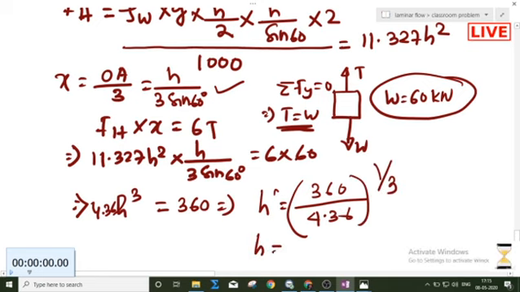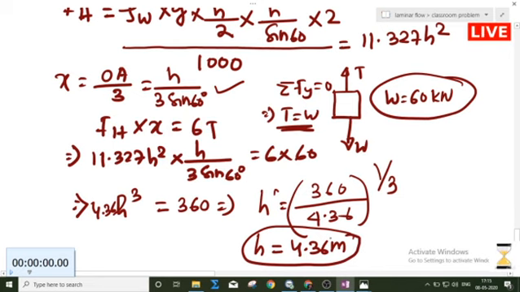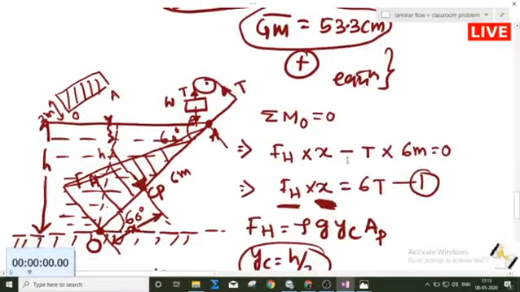So what is this h? Calculate how much you are getting. This is coming out to be 4.36 meter. So this is the head of the water at the upstream end of the gate. This will be equal to 4.36 meter.